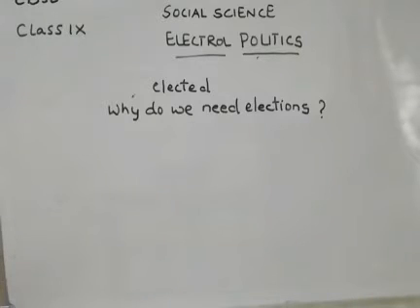Okay, children, there are more than 100 countries in the world in which elections take place to choose people's representatives. Understand? The mechanism by which people can choose their representatives at regular intervals, that is once in 5 years, and change them whenever they want is called an election.